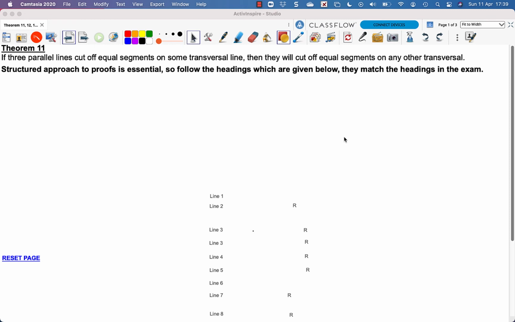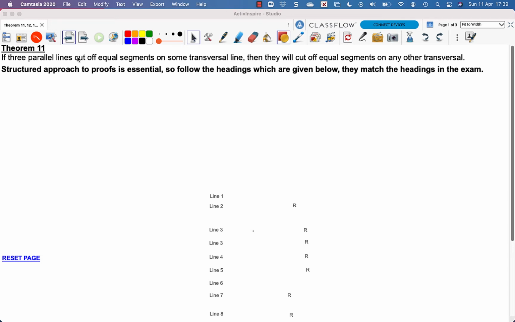Okay, today we're going to be looking at proving Theorem 11. Now, Theorem 11, we first met this in junior cycle in third year, states if three parallel lines cut off equal segments on some transversal line, then they will cut off equal segments on any other transversal.